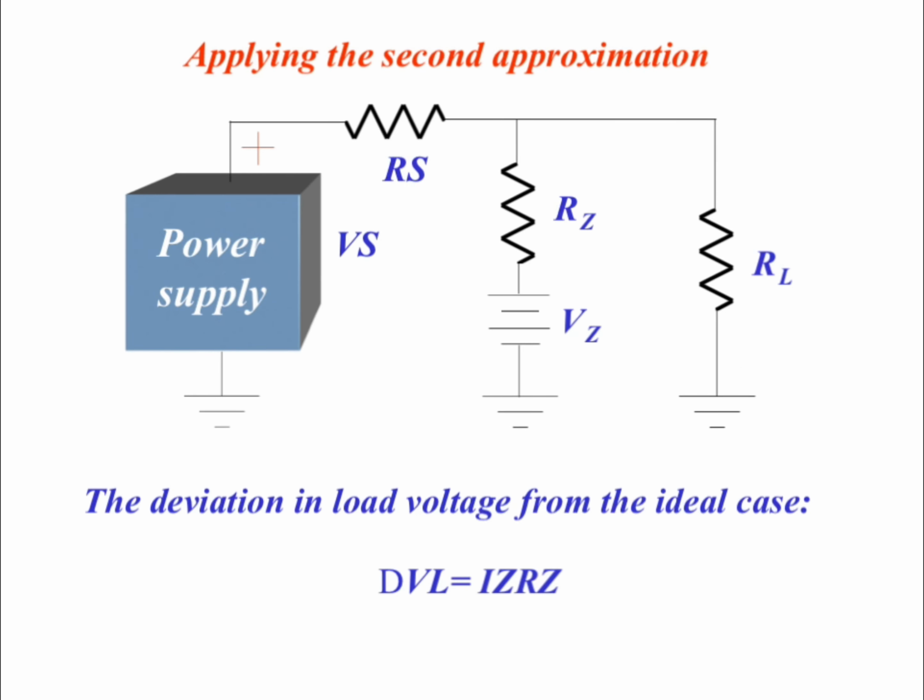Deviation from ideal regulation, delta VL. Using that second approximation, the load voltage won't be perfectly constant. The deviation from the ideal value is delta VL equals Iz times Rz. So, as the Zener current increases, the output voltage shifts a bit because of the internal resistance.